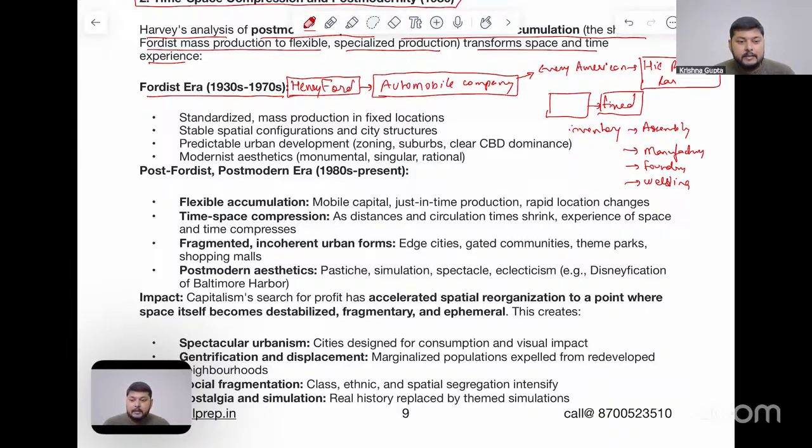Okay, so after this we see that Ford की ही one of the companies है, that is Range Rover के बारे में आपने सुना है, Range Rover and Jaguar. So these two companies, they were acquired by Tata in 2000s. So the technology which was developed by Ford, which was present in America, that was brought to India. Okay. So here what he specified: standardized mass production in fixed location, stable spatial configuration and city structures, predictable urban development, zoning, suburbs, clear CBD dominance, that is central business district. Modernist aesthetics, that is monumental, singular and rational things were applied here.